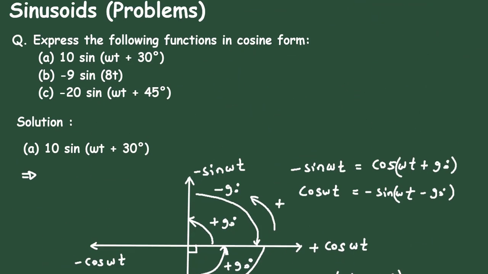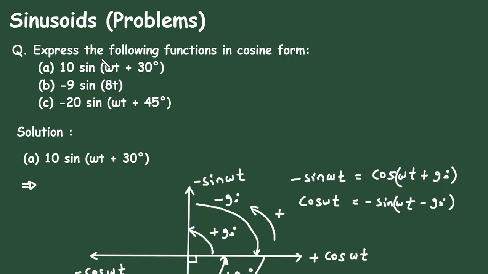So this is how we can convert sine, plus sine or minus sine, again minus sine, into positive cosine form.